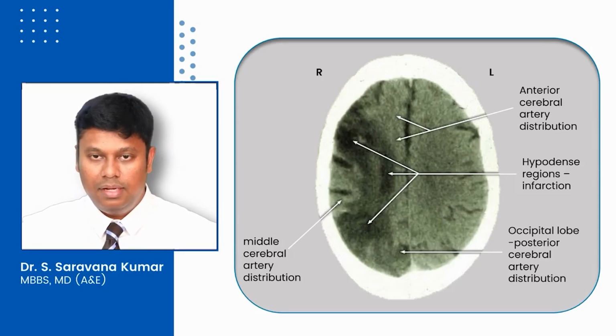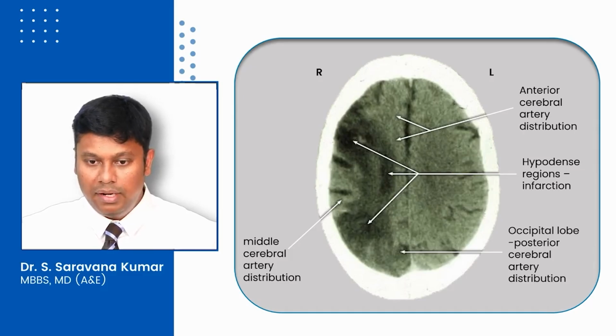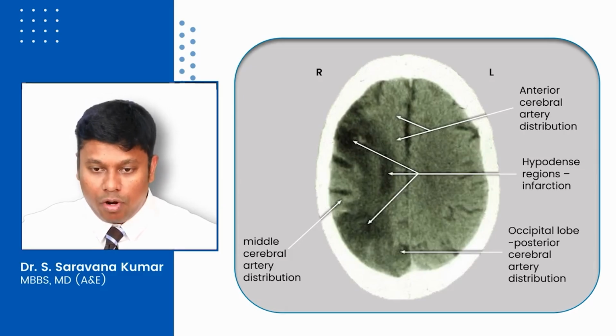It's basically an image of a cerebrum. The anterior part of the brain is supplied by the anterior cerebral artery, the middle part by the middle cerebral artery and the posterior part by the posterior cerebral artery. Hope you could follow my arrow mark here. This is the anterior arterial territory, middle territory and posterior territory.